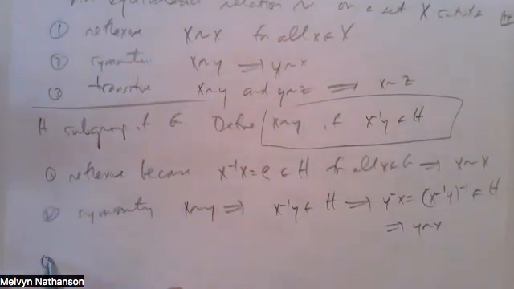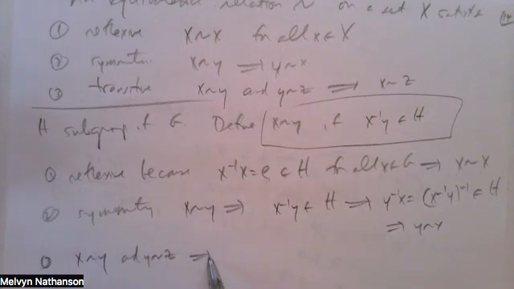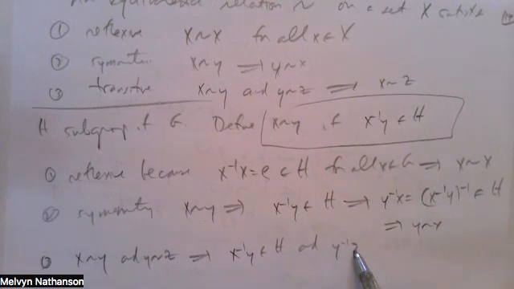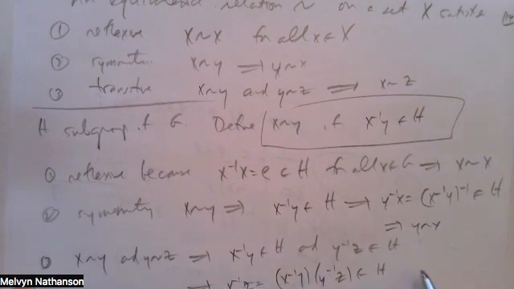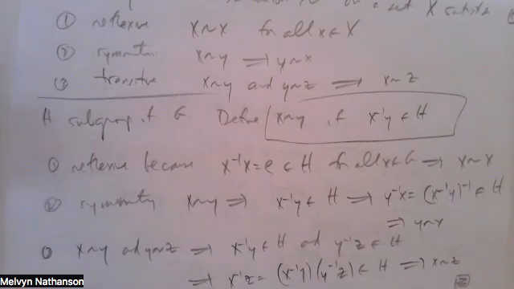And why is it transitive? If x is related to y and y is related to z, then x inverse y is in H and y inverse z is in H. But H is closed under multiplication. So x inverse y times y inverse z is in H. But the y's cancel. This is just x inverse z. So x is related to z. So that's the proof that this is transitive.